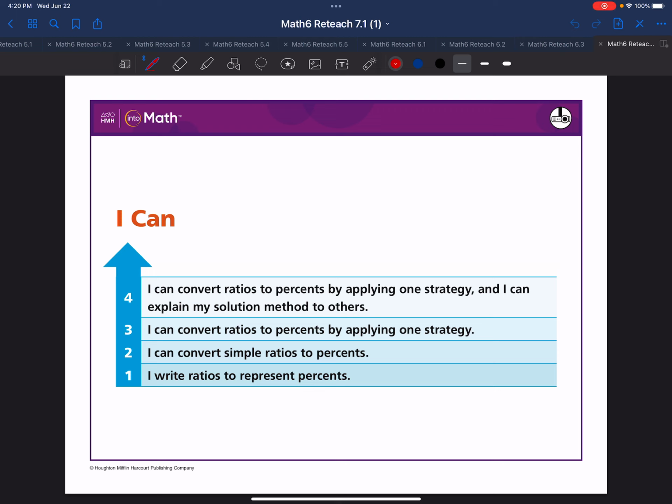Today we will review 6th grade math lesson 7.1. This lesson will cover understanding, expressing, and comparing percent ratios. Here's your I can statement. I can convert ratios to percents by applying one strategy, and I can explain my solution to others.